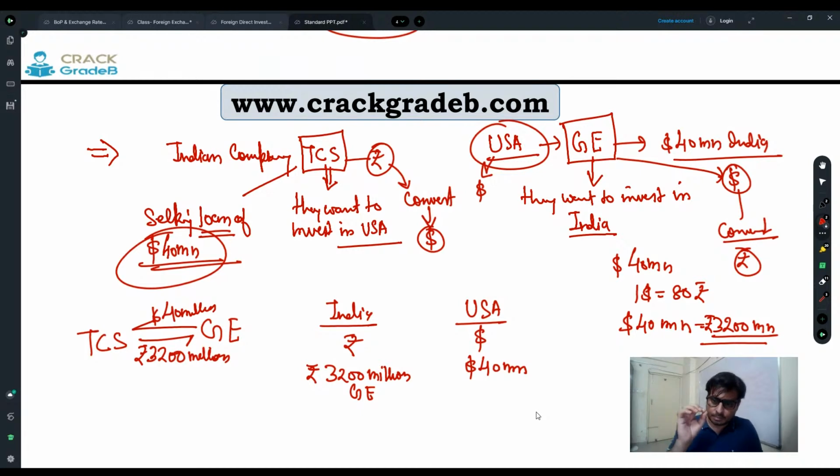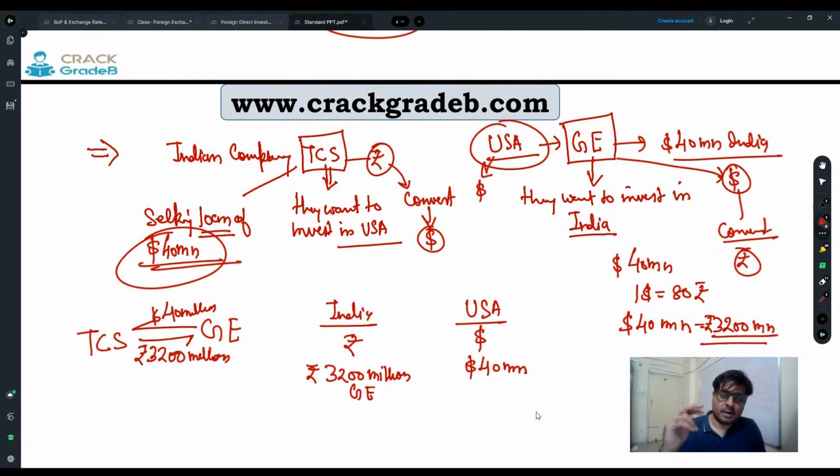And please keep this thing in your mind. It is TCS which is going to raise the loan for GE on the paper. So on the paper it is going to be mentioned who is raising the loan. TCS is raising the loan, but for whom? GE.